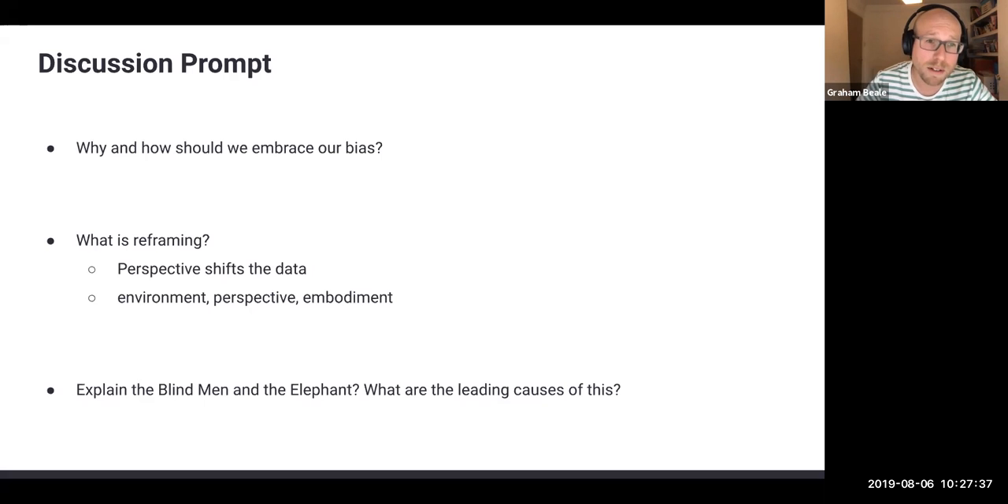So the second point on here is about reframing and how perspective shifts the data, how it changes your perspective on it. And then this sense of how the environment and this perspective and the embodiment of that data changes. Does anyone have any experiences of how the perspective dramatically changed as they were working through the information?